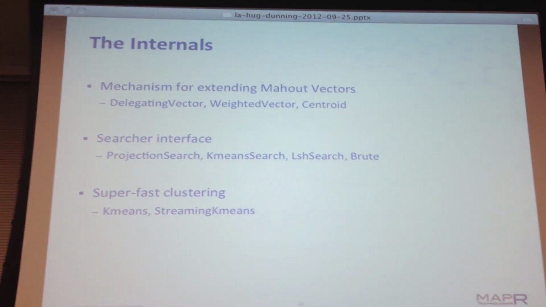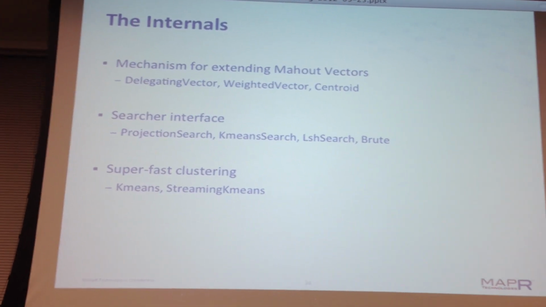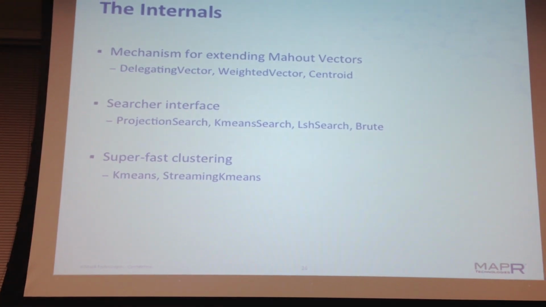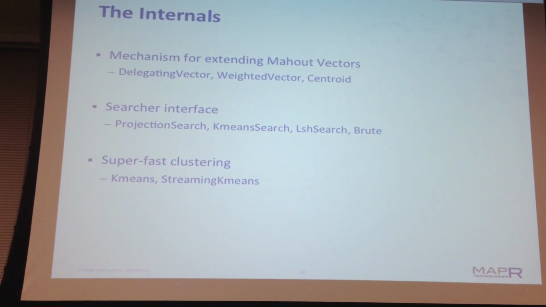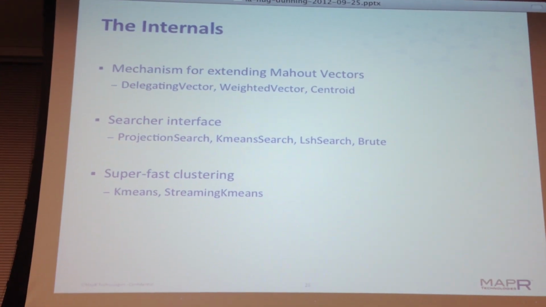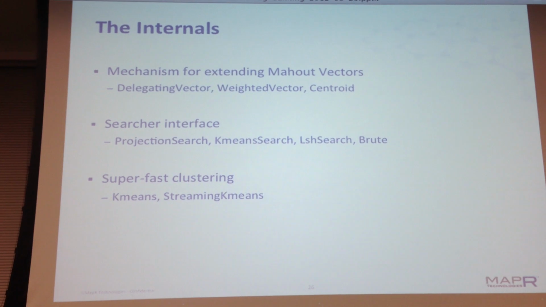The internals then, the way we implemented this is we made new kinds of vectors in Mahout. One is a delegating vector, which takes a vector, just wraps a vector, but allows you to add behavior to a vector. So one of the behaviors is a weighted vector, and it retains a weight. That's no big deal. And you can add another weighted vector to it, and it gets a new add and a new weight.